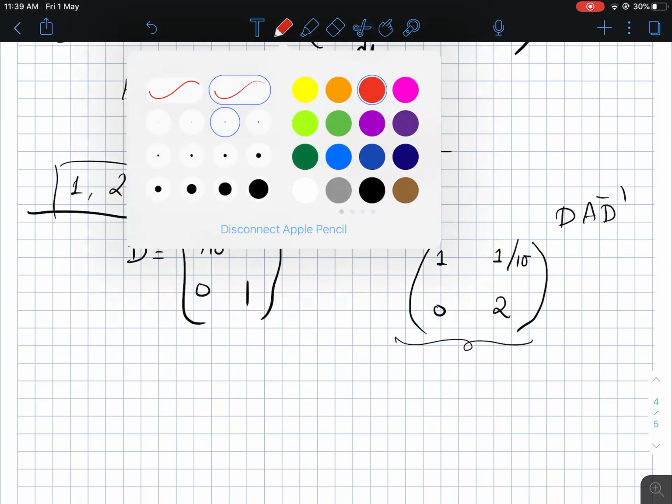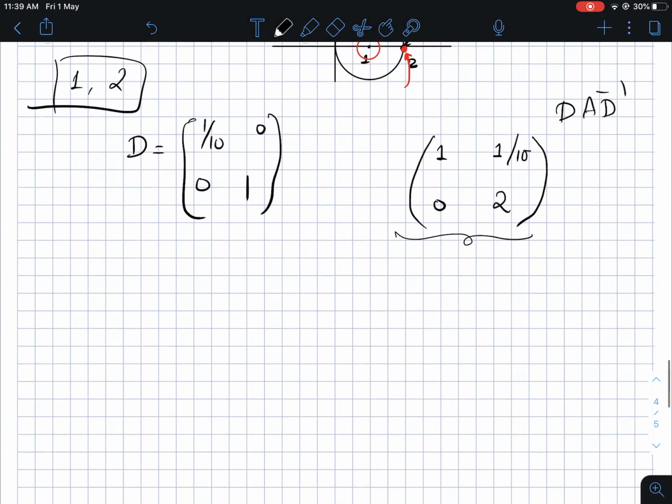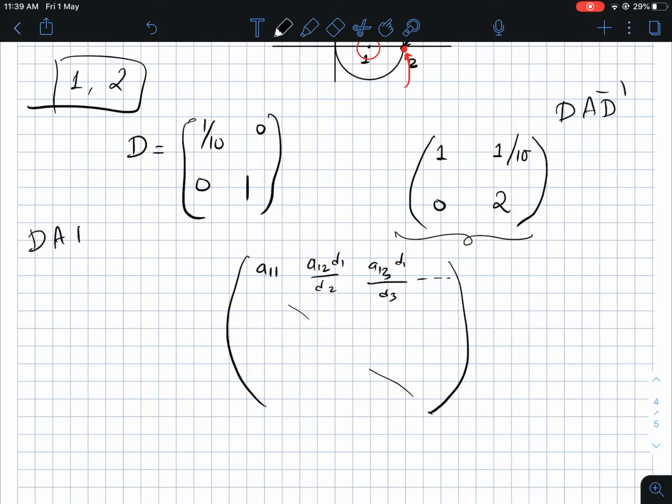Okay, so in general also, even when you don't have 2 cross 2 but maybe 3 cross 3 or n cross n matrices, the same thing will happen, right? So you'll get A11 here, you'll get A12 d1 by d2, you will get A13 d1 by d3, and so on. So this D A D inverse will be a matrix with the same diagonal entries as A, but the off diagonal entries will be multiplied with reciprocals of the entries of capital D, the matrix capital D.